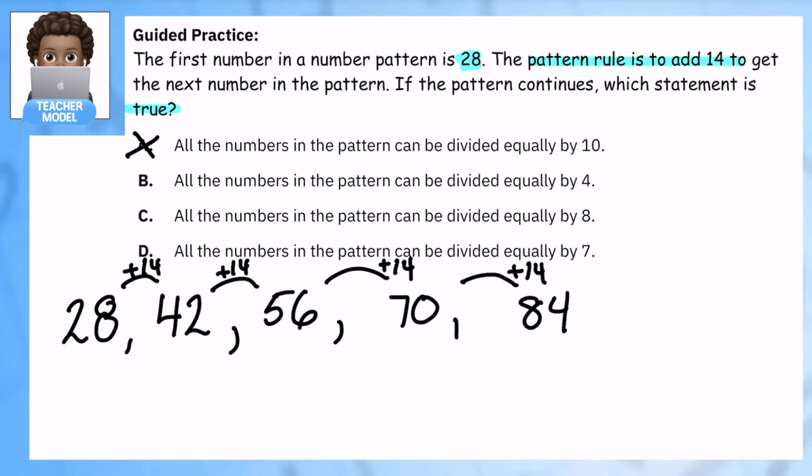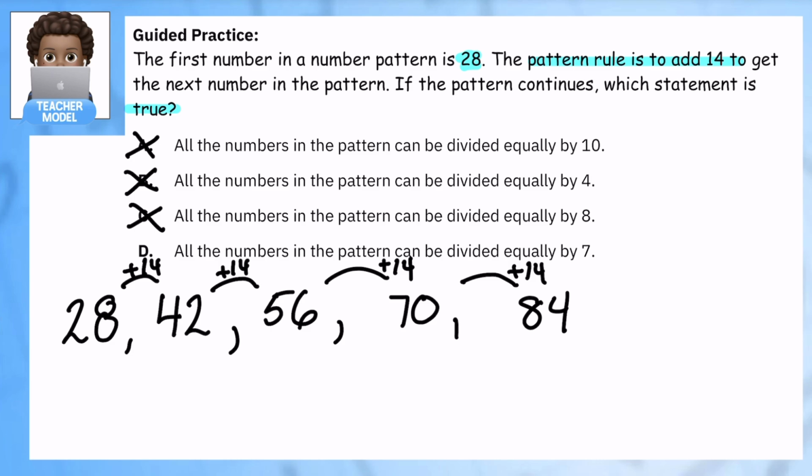All the numbers can be divided equally by 4. Well, this is true for 28, but not true for 42. 4 times 10 is 40, and 4 times 11 will give me 44. So nope, I'm going to cross this out as well. And the next one is, can it be divided by 8? Nope, 28 is not one of the math facts. 8 times 4 is 24, which is close, but it skips over to the next, 32.